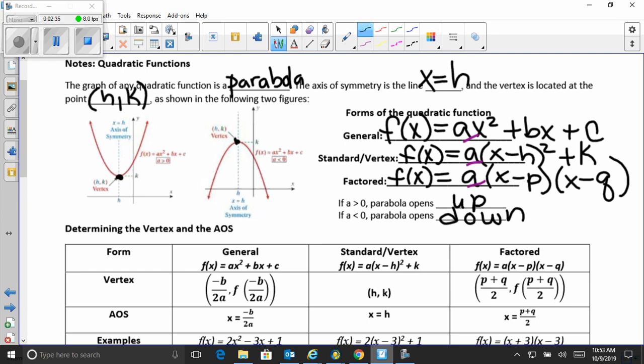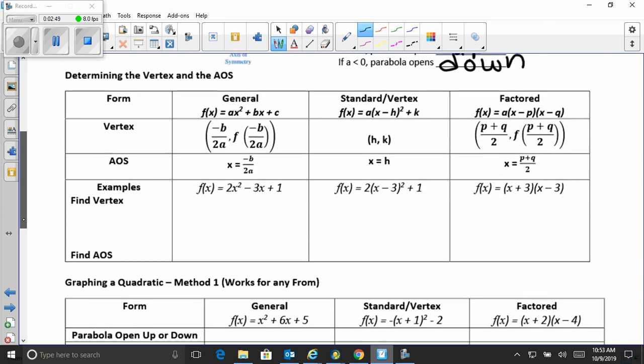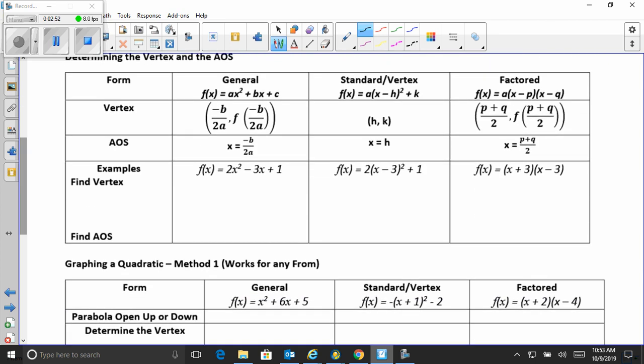So to graph a quadratic, we like to have our vertex. From our vertex, we can figure out our axis of symmetry, and that just helps us see how it's symmetric. So how do we find the vertex in these forms? Well, three forms, we have three different ways. So for the general form, if you're finding the vertex, you take negative b over 2a, and that gives you the h part. And then to find k, to find where it has moved vertically, you do the f of that h value. So let's go ahead and try this with this example.